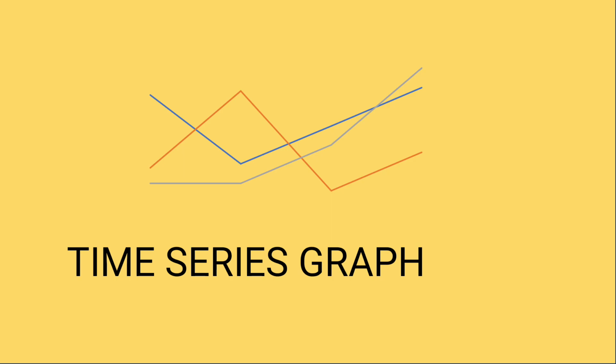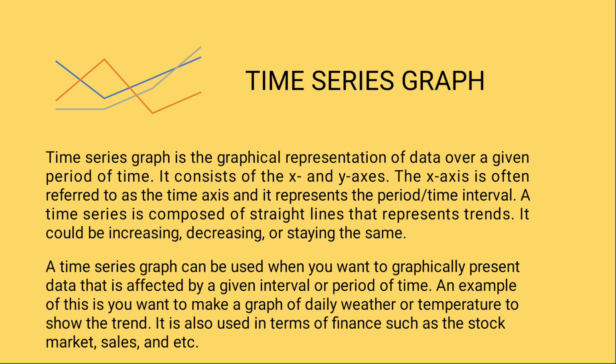Another graph that is mostly been used in comparing variables is the time series graph. Time series graph is the graphical representation of data over a given period of time. It consists of the x and y axis. The x-axis is often referred to as the time axis, and it represents the period or time interval. A time series is composed of straight lines that represent trends. It could be increasing, decreasing, or staying the same.